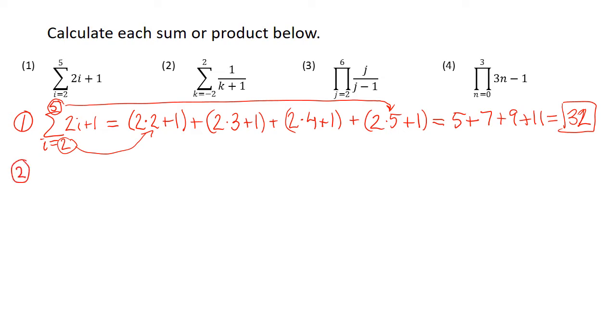And then number 2, the same way, you're just plugging in all the integers from k equals -2 up to 2 to this formula. And this one involves a fraction, so we might need to do a little more work. So we start with k equals -2, and then we do k equals -1, and then we do k equals 0.